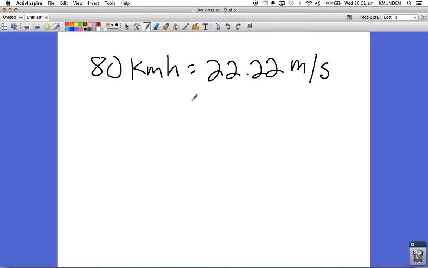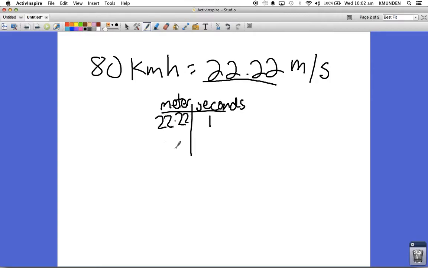So I'm going to make a table. And this is a rate table. I'm comparing meters, and I'm comparing seconds. This tells me that a lion goes 22.22 meters in 1 second. I need to find how long it takes him to go 1 meter. And that's why that one goes there.